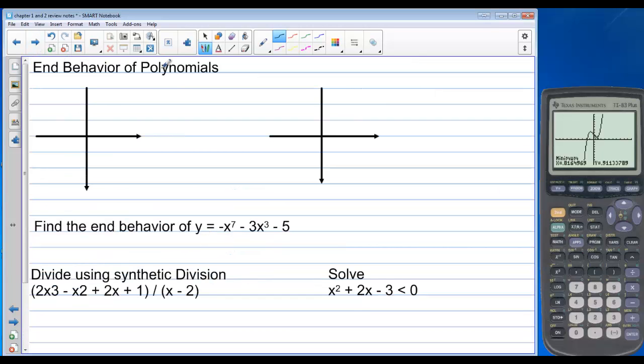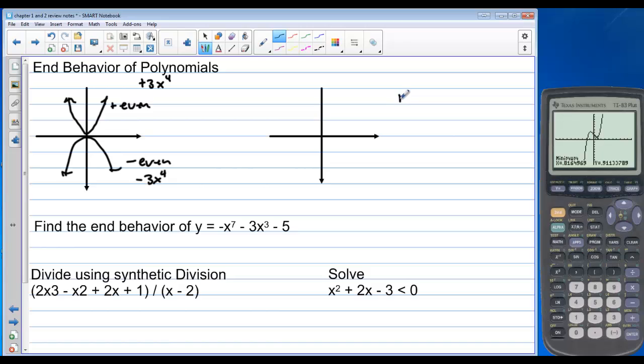End behavior of polynomials. Let's talk about if we have a positive even. So if we had plus 3x to the fourth, it's going to look a lot like the positive x squared. So this is the positive and even. Here we have negative and even. That would be like negative 3x to the fourth.